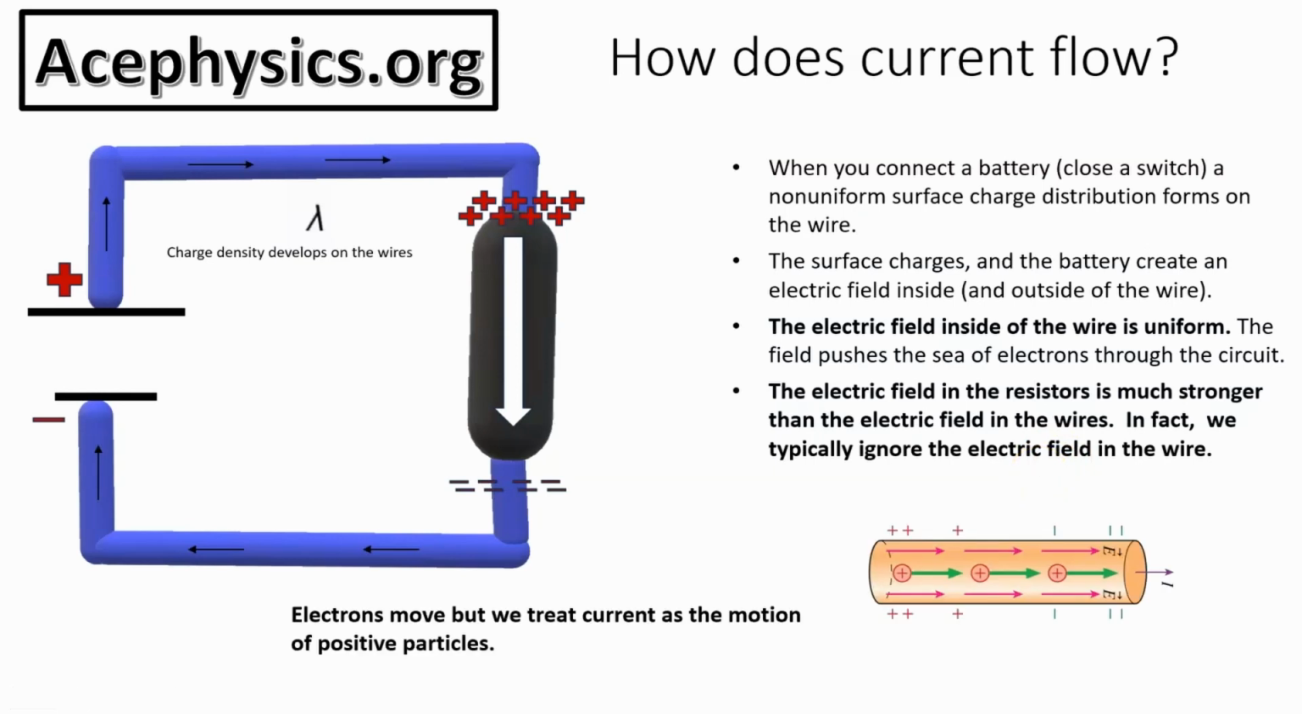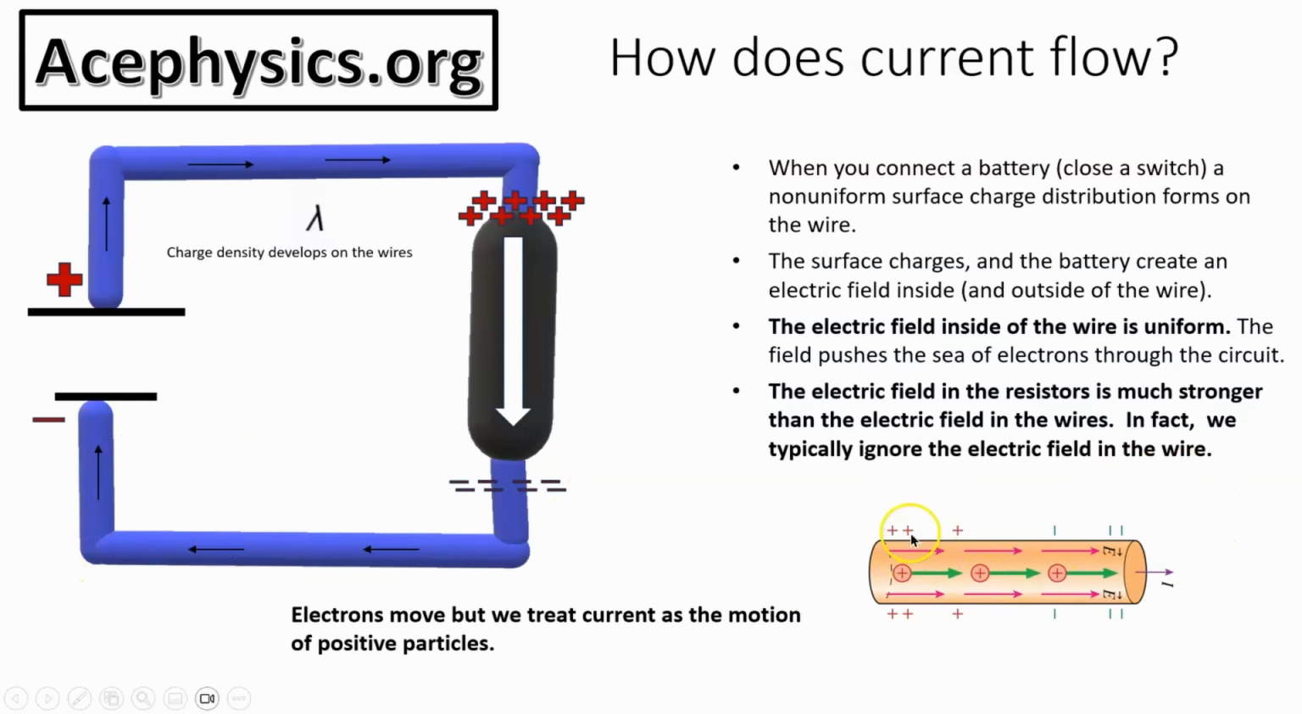Electrons are actually what move, but we treat the current as the motion of positive particles. This comes from history and Benjamin Franklin. So in fact, electrons move through the circuit like this, and they move from the negative terminal to the positive terminal of the battery. However, the way that we analyze the problem is we say that there's positive charge carriers, and those positive charge carriers move along the electric field, and they move through the wire like this.